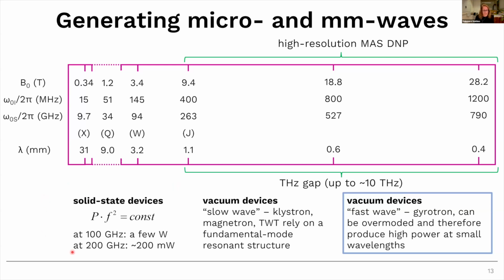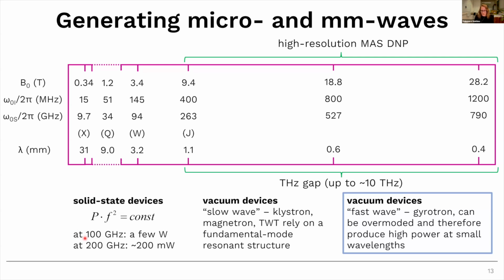The main reason is you cannot use solid state devices. As a rule of thumb, power times frequency squared is constant. Even with the best materials today, at 100 gigahertz, you can generate a few watts. But at 200 gigahertz, that already puts you down to 200 milliwatts. And it's physically impossible to generate more power with solid state devices.